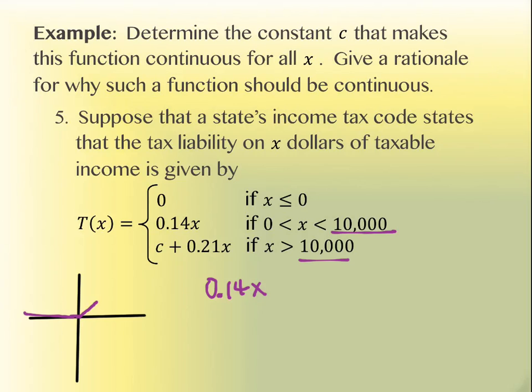0.14x to equal c plus 0.21x. We want them to be the same, but we want them to be the same at a very specific point. When? At 10,000. So we want this to happen at x equal to 10,000. So I want this to be done when x is equal to 10,000, so we're going to plug the 10,000 in.